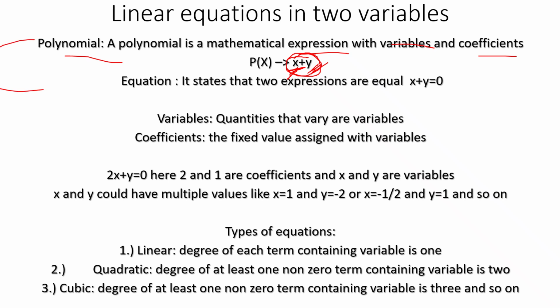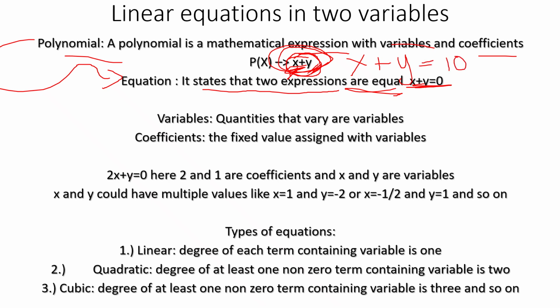Now, how is a polynomial different from an equation? Polynomial आणि equation मध्ये काय फरक असतो की equation मध्ये it states that two expressions are equal. म्हणजे दोन्ही expressions जेव्हा आपण equate करतो त्याला आपण equation असं म्हणतो. Polynomial मध्ये फक्त एक expression असतो. Okay, so if I say that I have x number of apples and y number of oranges and the total number of fruits that I have is 10, म्हणजे x plus y, the number of apples and oranges is equal to 10. This is an equation. So I hope the difference between polynomial and an equation is clear to everyone.